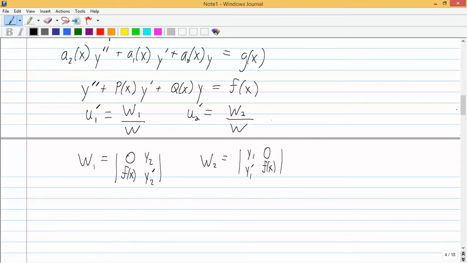The regular W with no subscript is the Wronskian of the two solutions. So I have a W sub 1, I have a W. I have a W sub 2, I have a W. The W with no subscript is the Wronskian of the two functions. This is a Wronskian, it's just of a different type. But the Wronskian of y sub 1, y sub 2 is what this part of the formula stands for.